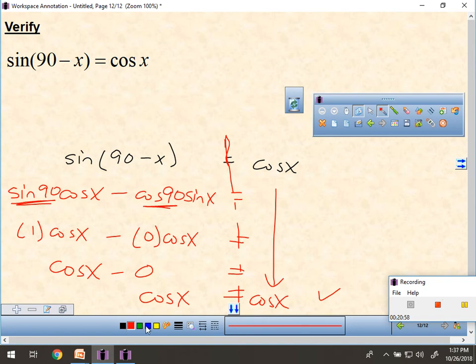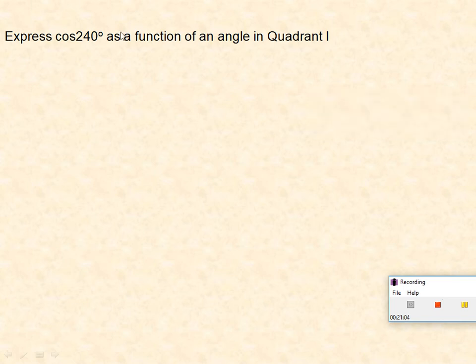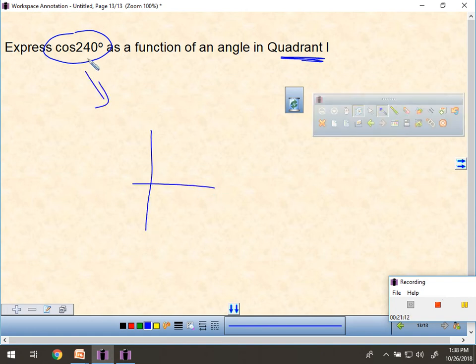All right, for the next type of problem, I've got express cosine of 240 as a function of an angle in quadrant 1. This was a two-step process to do this. The first thing you do is find the reference angle. So 240 is in quadrant 3. The reference angle to 240 would be 60 degrees. So I know that my answer would be cosine of 60.